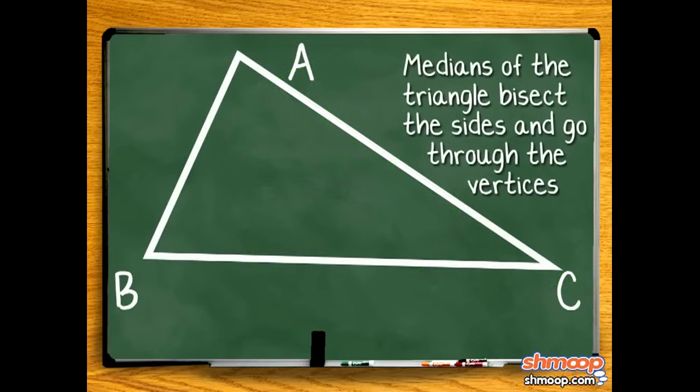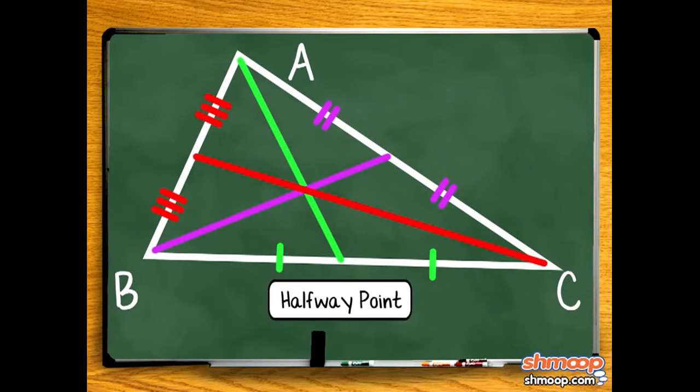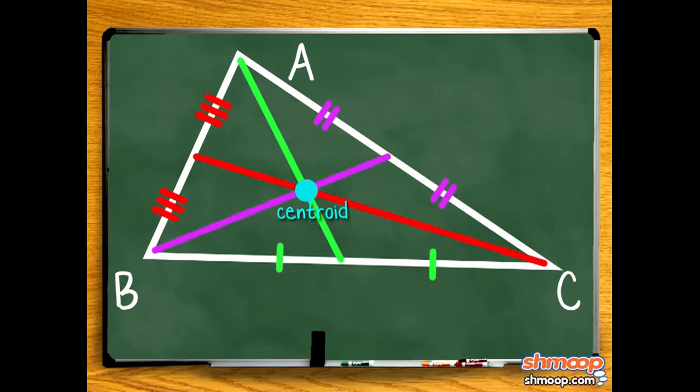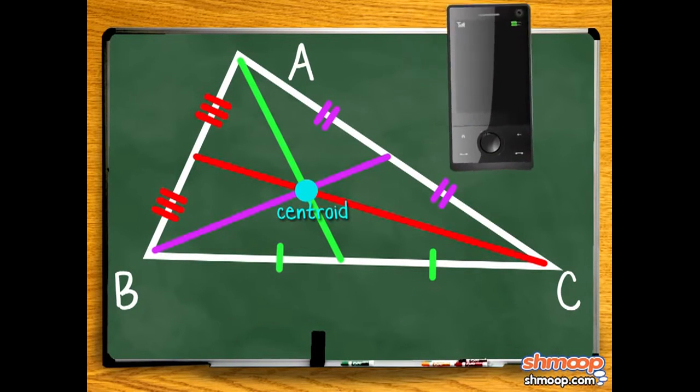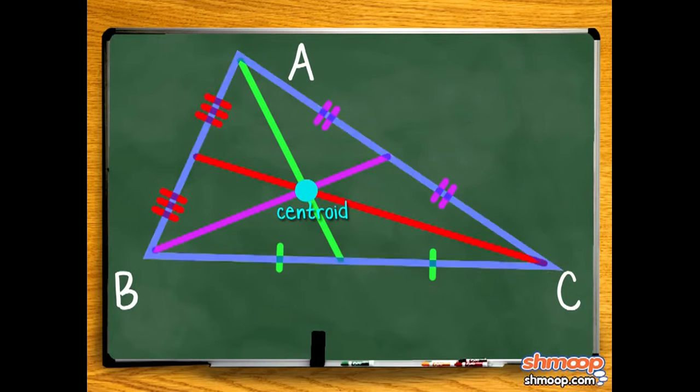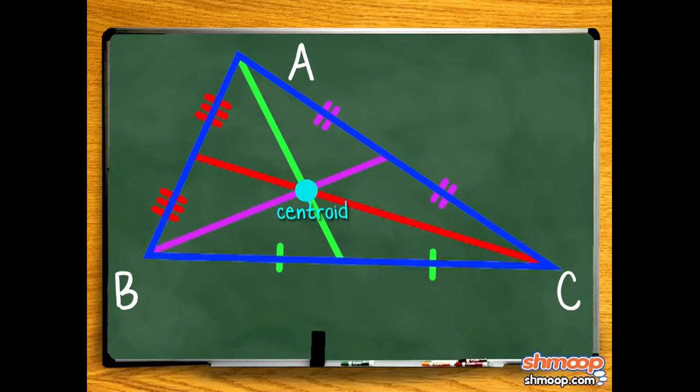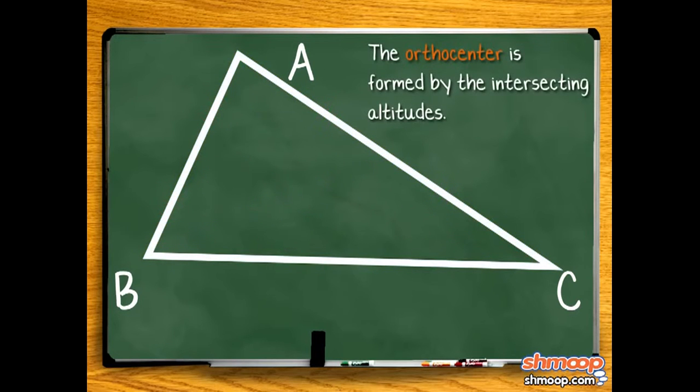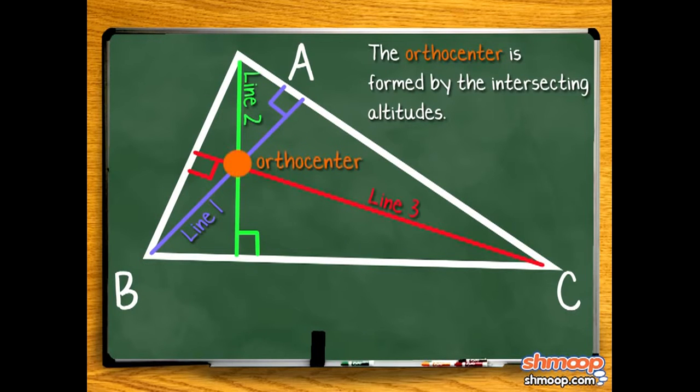If we draw in the medians of the triangle, which bisect the sides and go through the vertices, they will all intersect at another point called the centroid, distant cousin to the Google phone. The centroid is always inside the triangle and divides each median into two segments, one that's twice the length of the other. The last type of center, the orthocenter, is formed by the intersecting altitudes. All we need to do is draw a line from one vertex that's perpendicular to the opposite side. If we need to, we can extend the sides to make sure the altitudes are perpendicular as well.